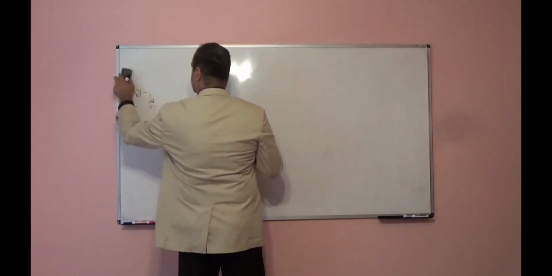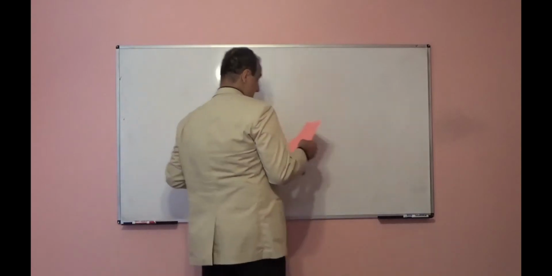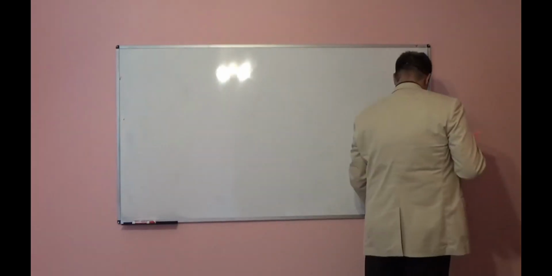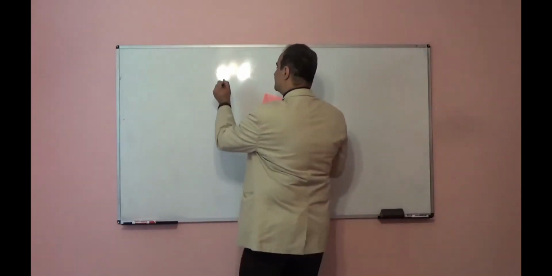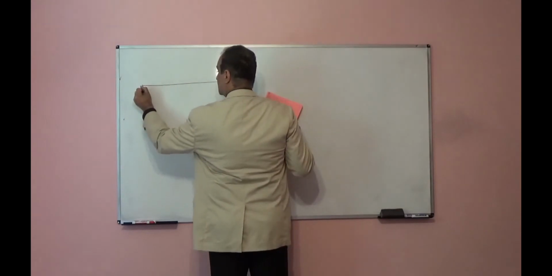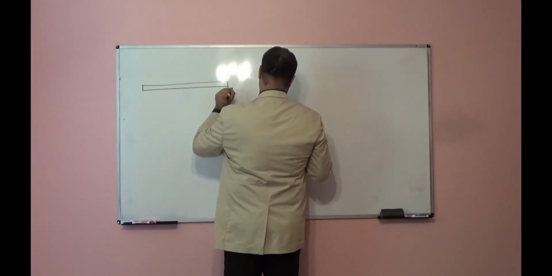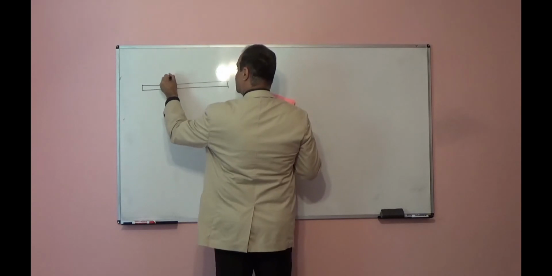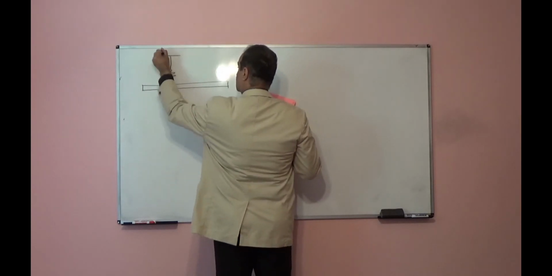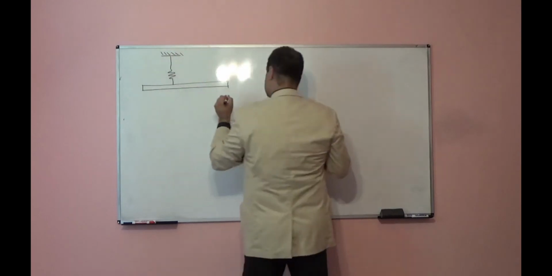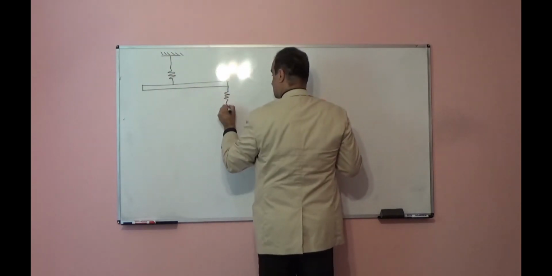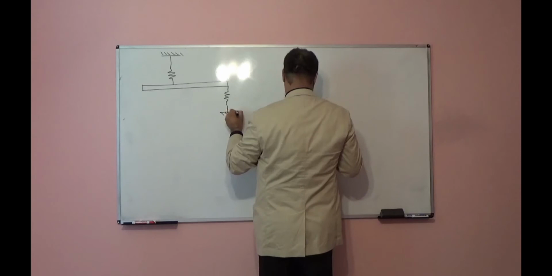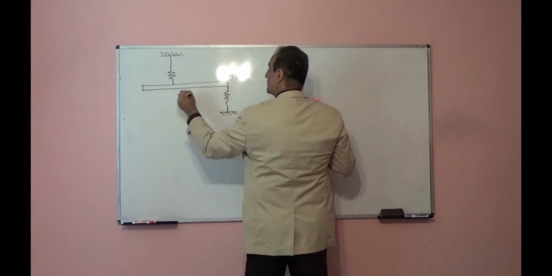Next problem, we have a beam. This beam we attach to the ground using two springs. One spring is here, another spring is here. Point A, point B.